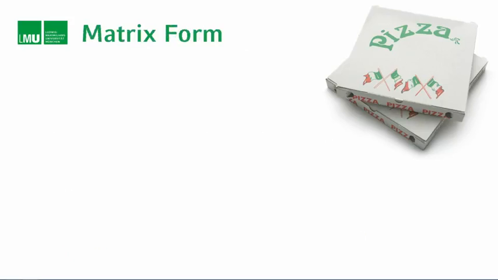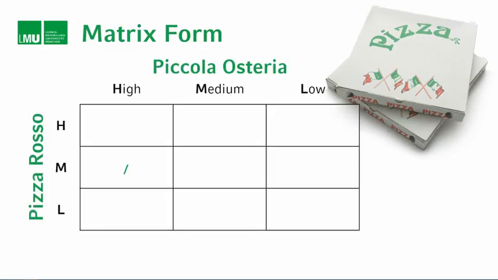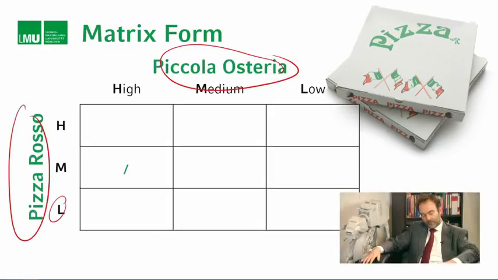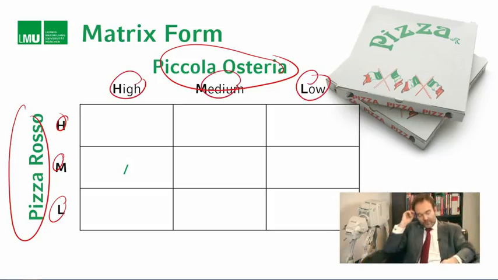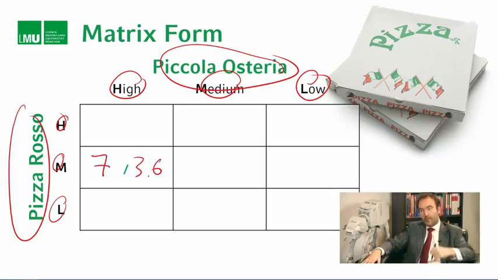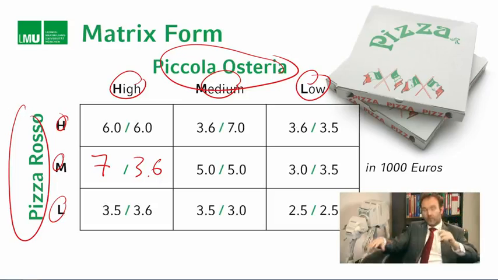From that, we can basically just construct the entire payoff matrix, like we did in the previous example on toothpaste. Let's have a look here. We've got Rosso Pizza, we've got Piccola Osteria, we've got the three strategies, high, medium, low, for both players. The thing we just discussed, Piccola Osteria charging a medium price and Rosso Pizza charging a high price, gives 7,000 euros for Piccola Osteria, and it gives 3,600 for Rosso Pizza. We can construct the entire payoff matrix and complete it. These are, of course, in 1,000 euros.